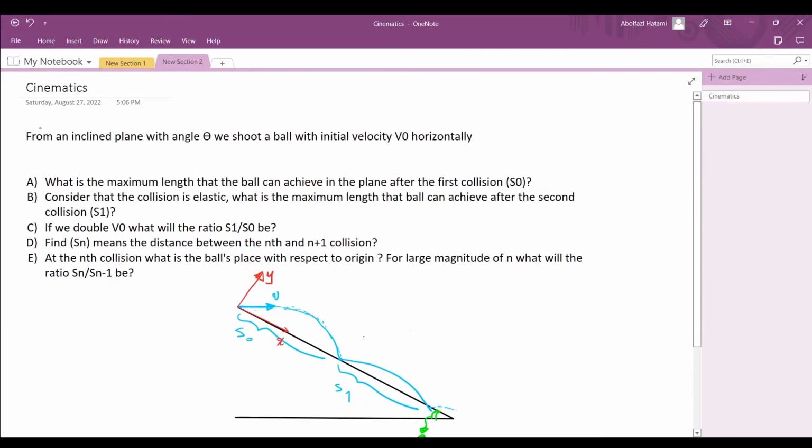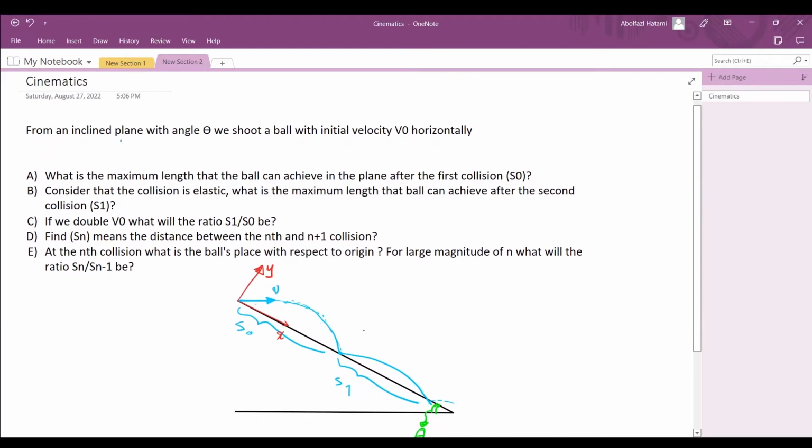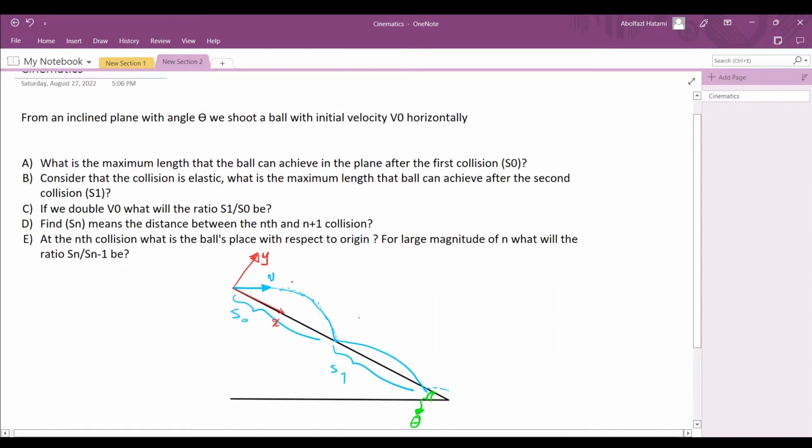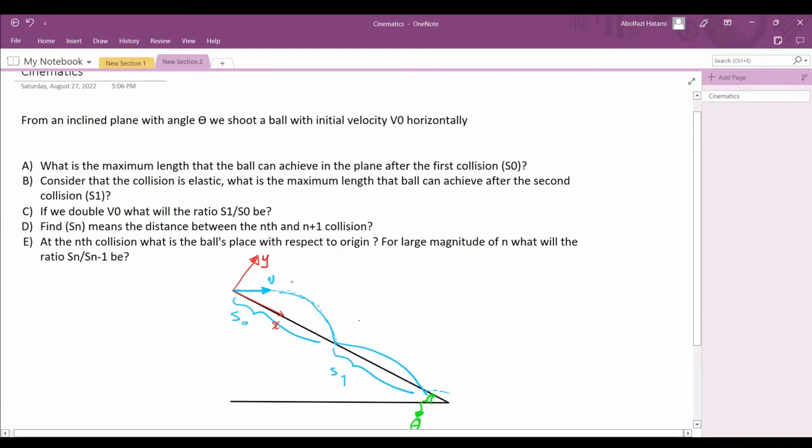As you can see here, it says that from an inclined plane with angle theta, we shoot a ball with initial velocity v0 horizontally. Actually, this is the ball. Let me draw the ball. I forgot to draw the ball. This is the ball, and it has a velocity v0 horizontally.